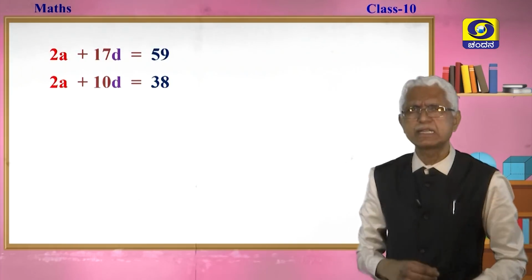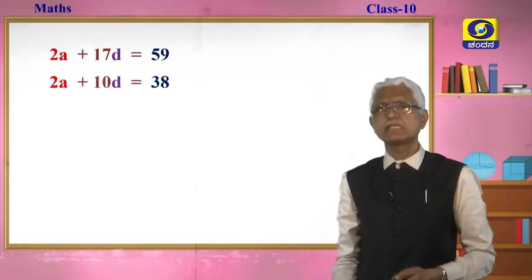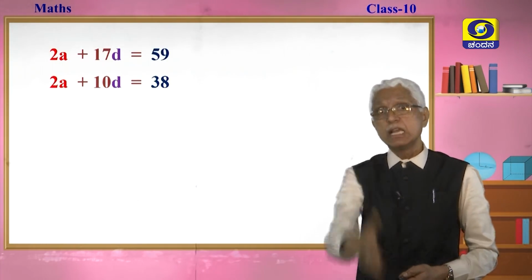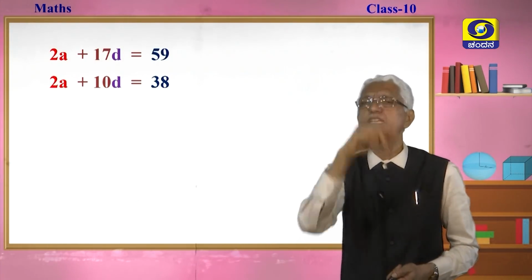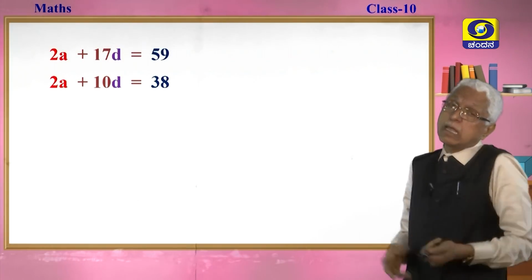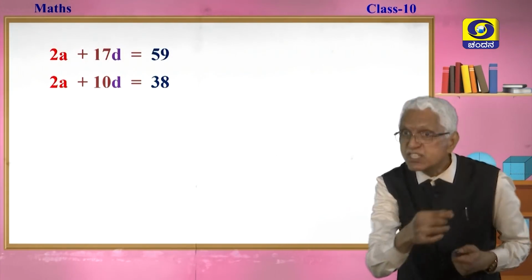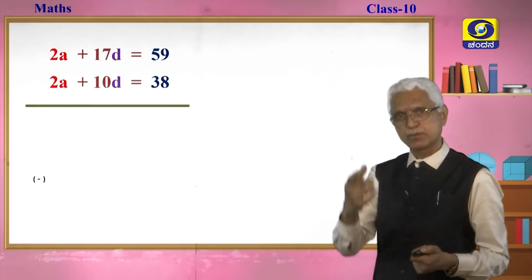I will not eliminate D because it is 17D and 10D. They do not have the same coefficient. Whereas 2A and 2A, the coefficient is the same. It is easy to eliminate. How will I eliminate? They have the same sign. No. I change the signs of the lower terms. Please watch.